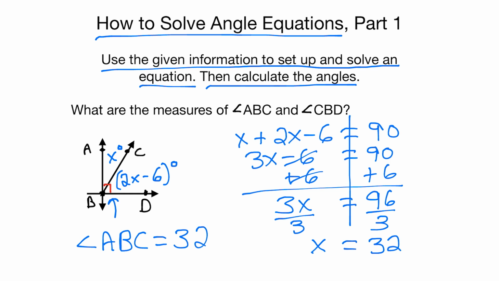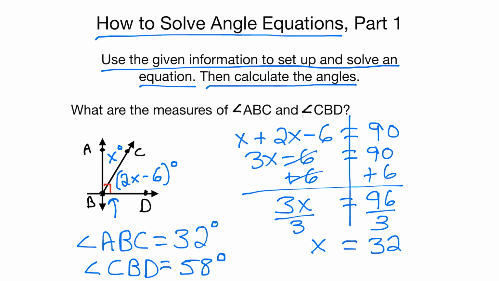Now the measure of angle CBD, angle CBD equals 2x minus 6. 2 times 32 is 64. Minus 6 is 58. So we know that angle ABC is 32 degrees and angle CBD is 58 degrees.